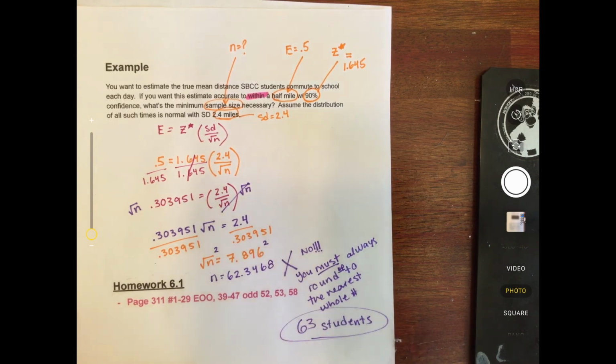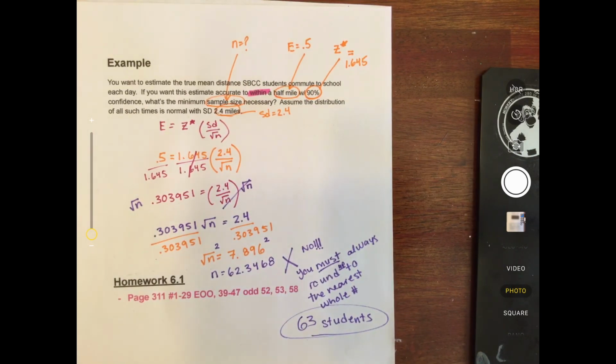Okay, that's the minimum sample size you would need to be 90% confident that your margin of error was within a half of a mile.